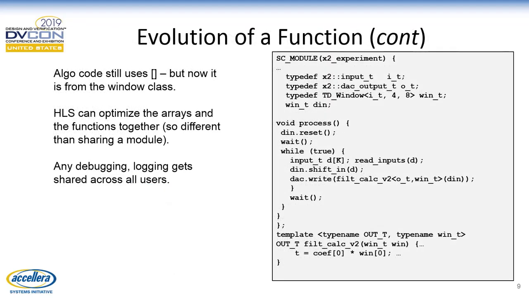We can build a class in C++ that handles all the details of this. So we have a time domain window. It has a reset function. It implements the square bracket operator, so users of this class can refer to things with the square bracket operator. And all it implements is a shift register. There's no magic here, but it's templatized with the number of inputs per cycle, the number of inputs needed for each function to compute, and the data type that it's going to operate on.